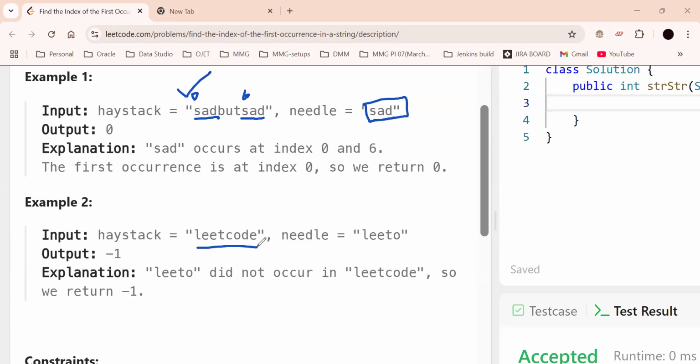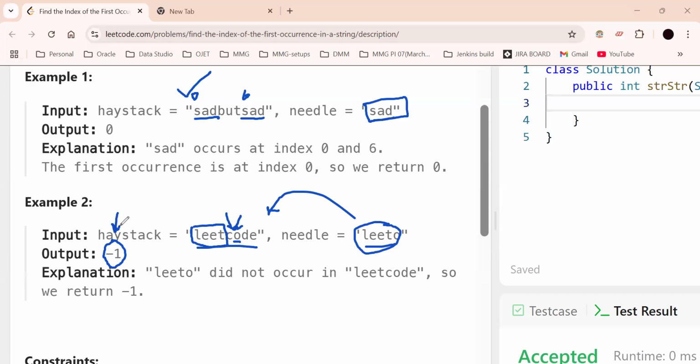Coming back to this one, leetcode and leeto. We need to search for this particular leeto in this string. You can observe we have leet still, and after that we don't have O. Okay, we have O, but not immediately after leet. There is a character between these two. So we don't have the answer, and we need to return -1.